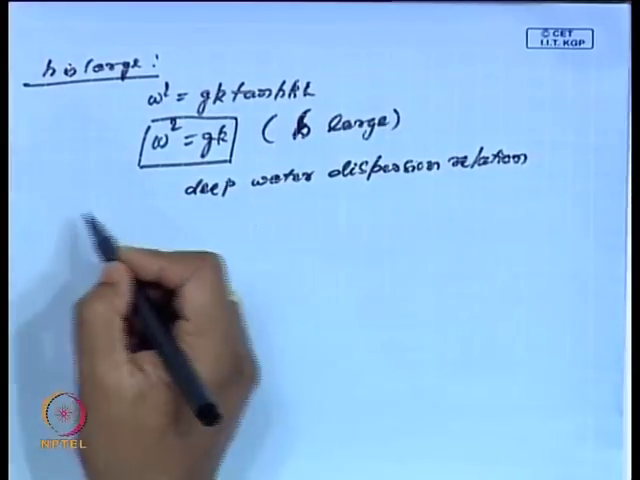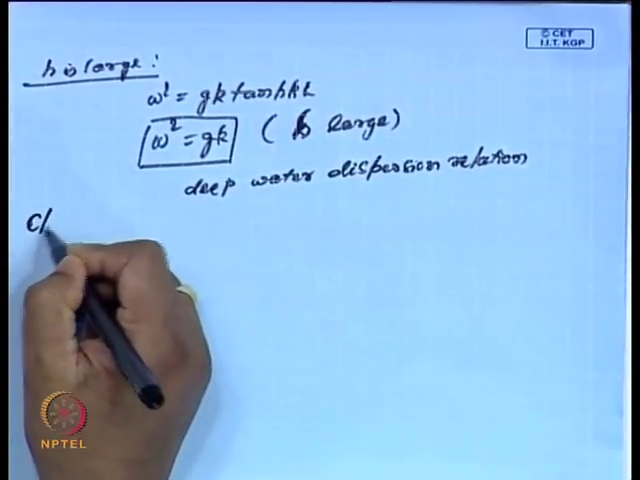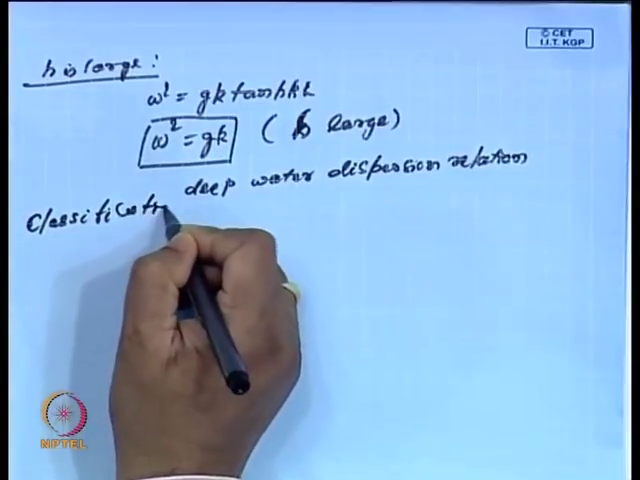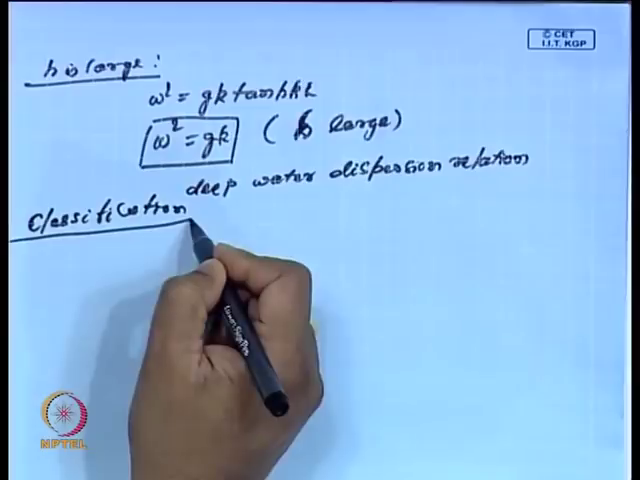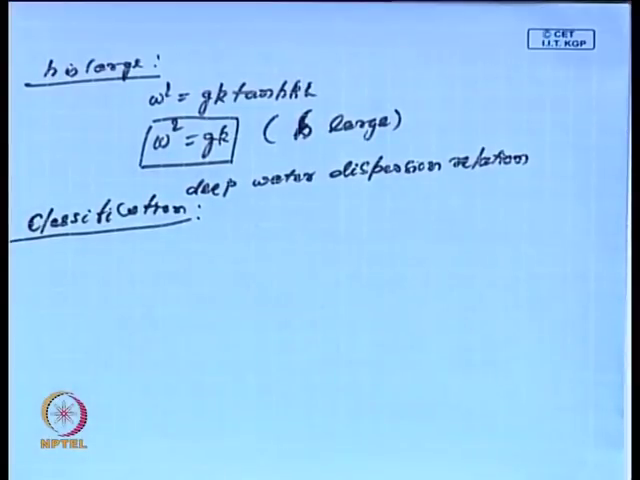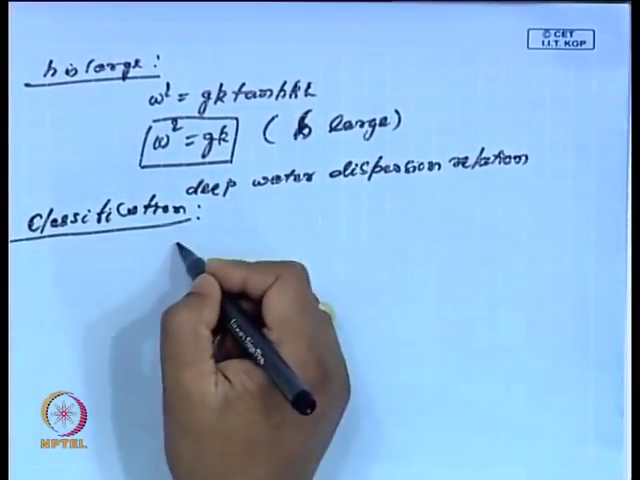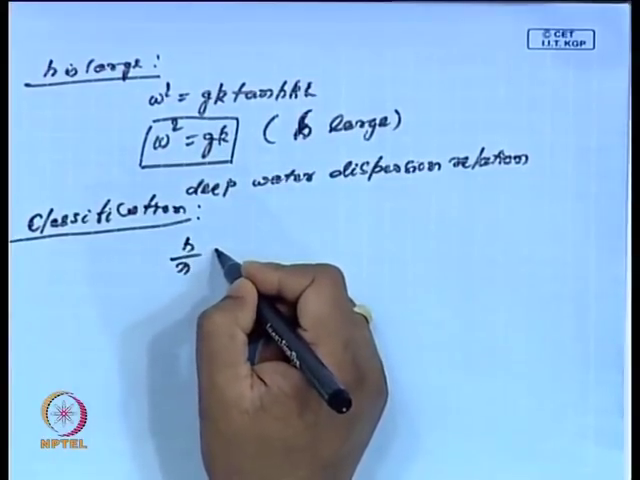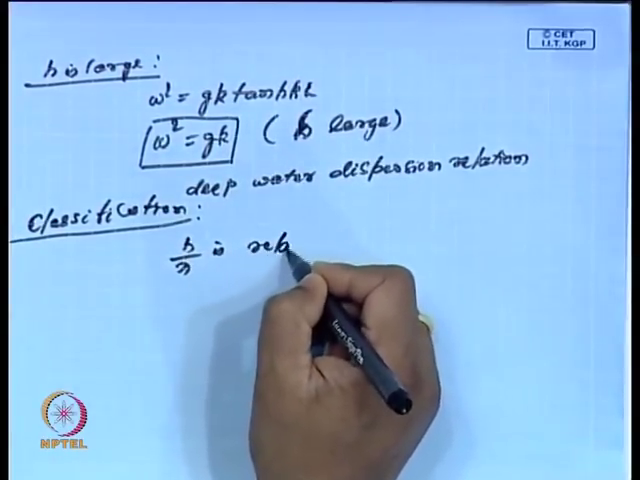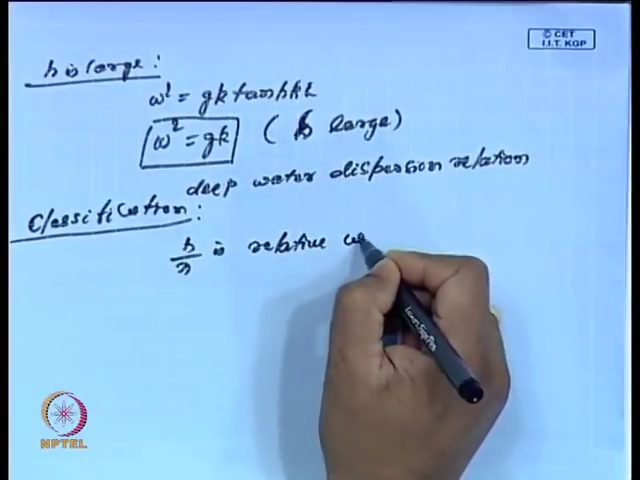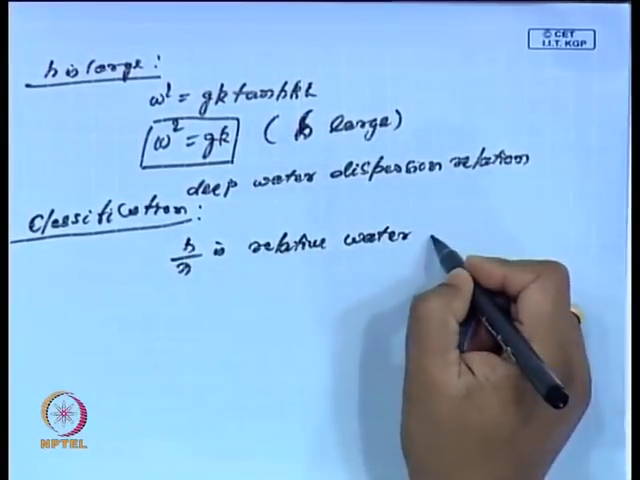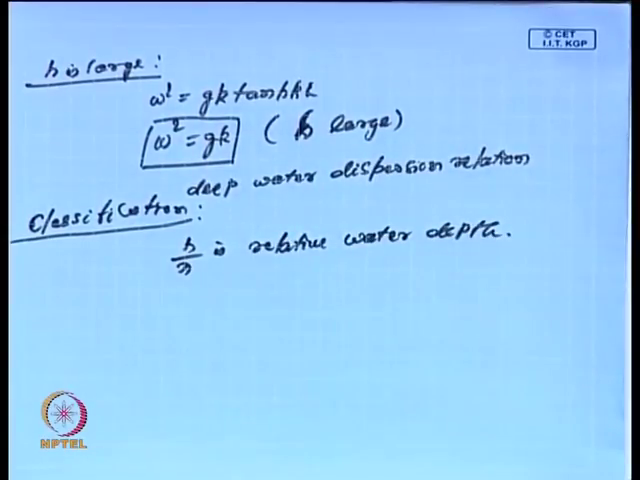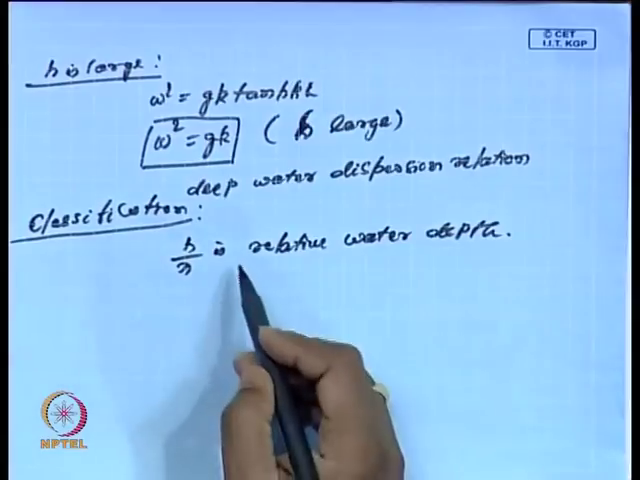So now we will define the classification of the waves. When you look at the classification of the waves, we come across two things. As I say, h by lambda is the relative depth, relative water depth. If this is the relative water depth, then what will happen here?